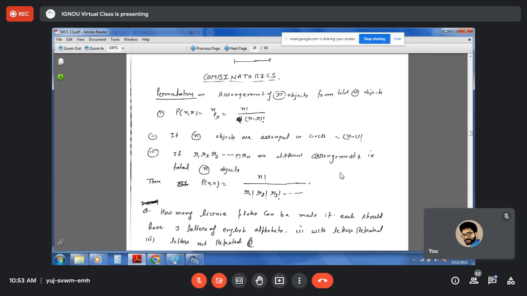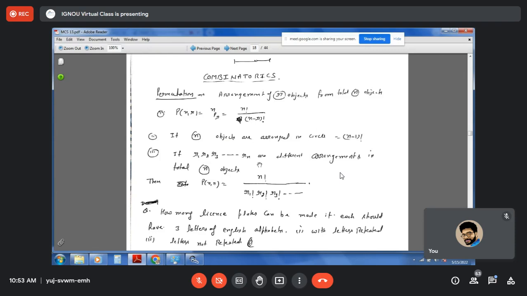If R1, R2, R3, ..., Rn are the different arrangements in the total N objects, if there are N objects and there are the different R1, R2, R3 arrangements. Yes, I gave you the example in the class. Some students wearing white shirts, some black, some red, some blue shirts. All they are different.